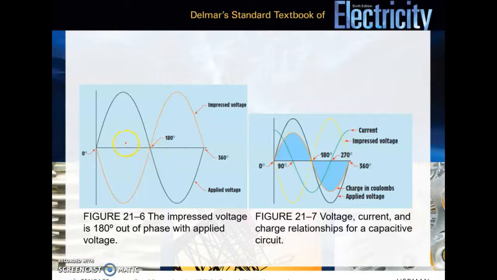So we saw on the previous slide that the applied voltage and the impressed voltage, or I'm sorry, the charge on the capacitor are in phase. That charge on the capacitor creates an impressed voltage, and that impressed voltage is 180 degrees out of phase. It's literally opposite of the applied voltage.